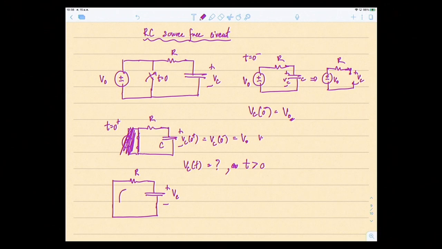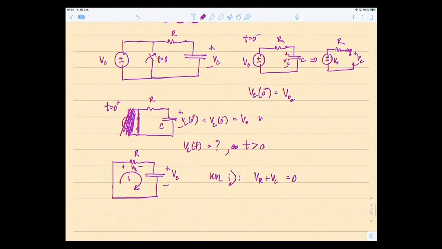Assume there's a current I flowing clockwise. I don't know the direction yet, but I just assume it's clockwise. According to I, there is a voltage drop VR across R and a voltage drop VC across C. So it's a loop, and I'm going to write KVL for mesh I: VR plus VC equal to 0.